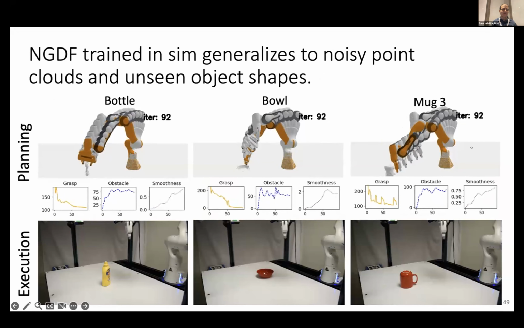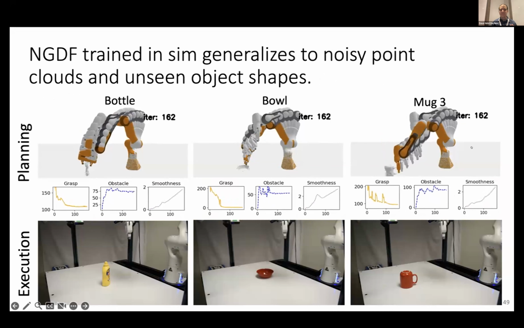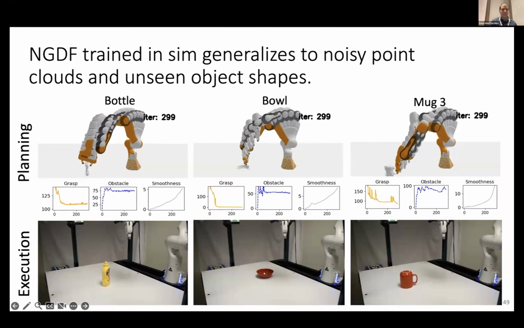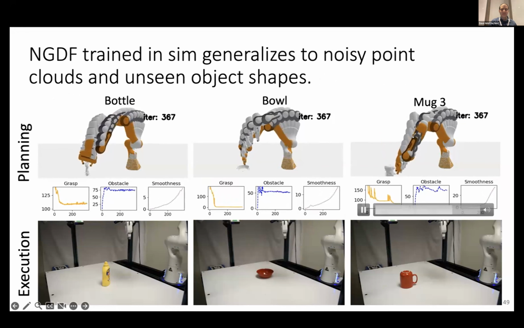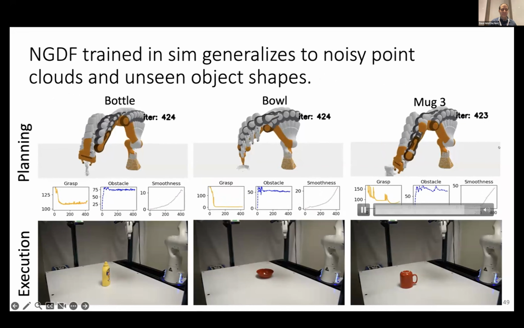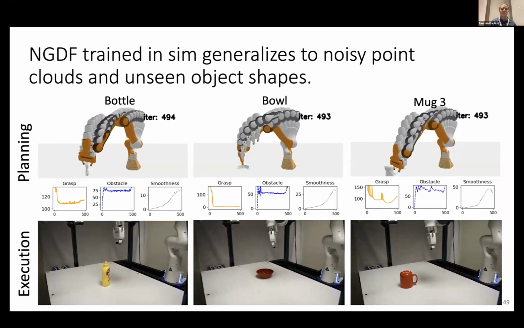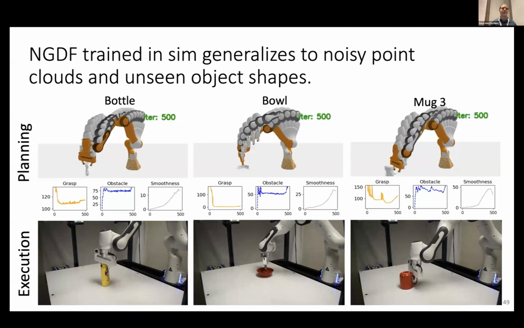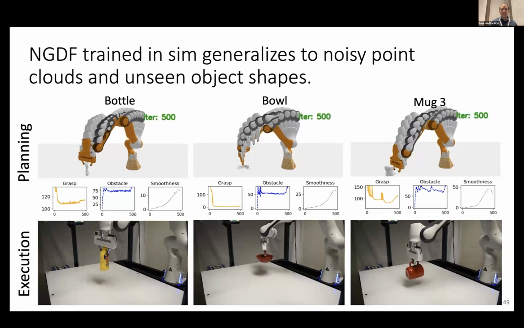And here you can see the optimization. It's optimizing over the trajectory using the approach we just described. And here you can see the 3 different cost functions that it's optimizing over. And then once the optimization has converged, we execute the motion plan and grasp to be able to grasp the object.